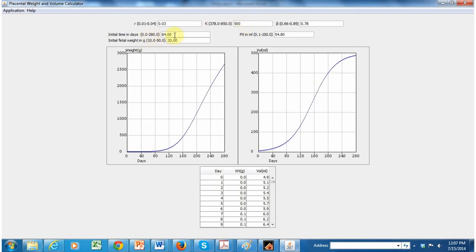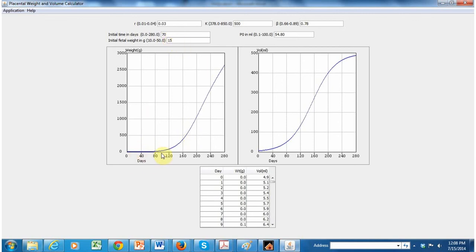Now, here we have the initial time in days. We have 84 days plugged in there, but that really stands for the first clinical visit where you get measurements. And let's suppose that it wasn't 84 days, but you got your first measurement at 70 days of gestation. Then I'd put 70 in there. And let's say that fetal weight was a little bit lower at 70 days. Let's say it was 15 grams, or I guess we have put in 25, but let me put in 15.